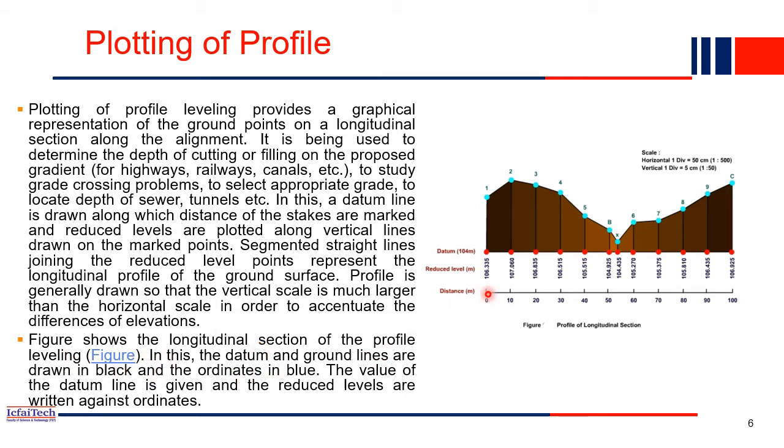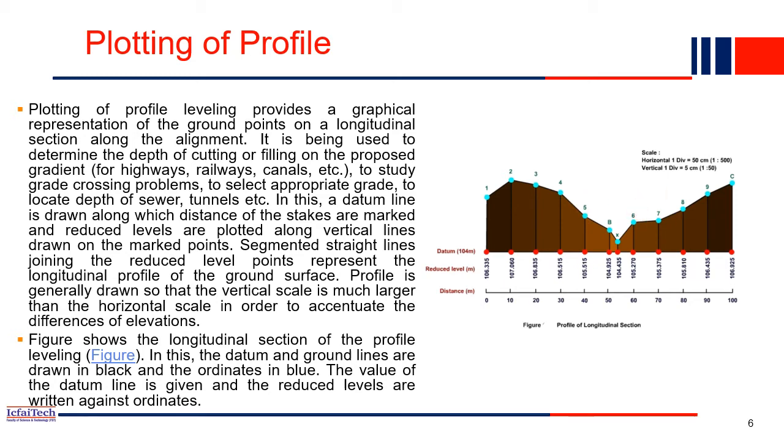The figure shows the longitudinal section of profile leveling. In this, this is the datum line, right? Datum line means where we have the known elevation. That line we call the datum line. Because this is the datum line, this first point is already known, something like 10.4 benchmark point. If you draw a line through that point, that line we call the datum line or the reference line. So like that, we can construct the profile of a region.